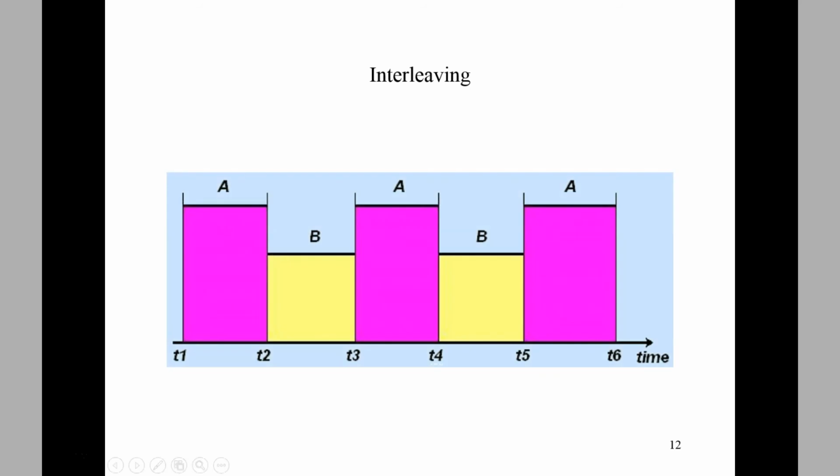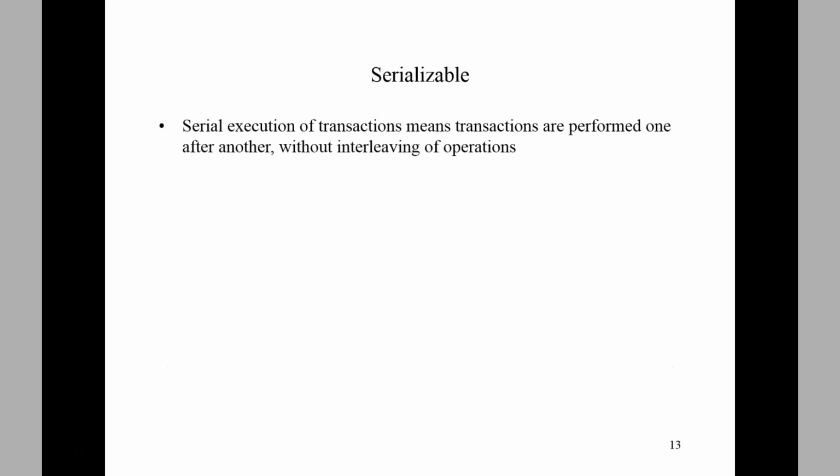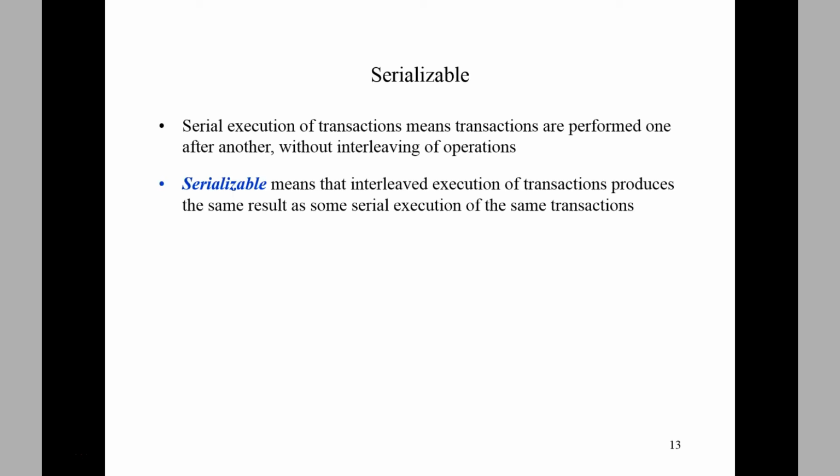Here we show the complete idea of the interleaving of transactions A and B. Serial execution of transactions means that transactions are performed one after another without the interleaving we just described. Serializable means that the interleaved execution of transactions is managed in such a way that it produces the same result as some serial execution of the same transactions. Thus, we can make it look like it's serial execution, but have the benefit of interleaving.